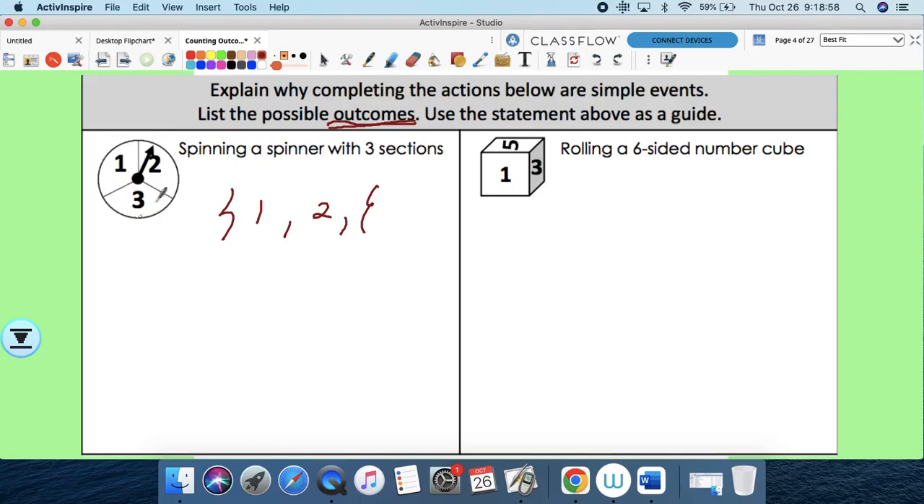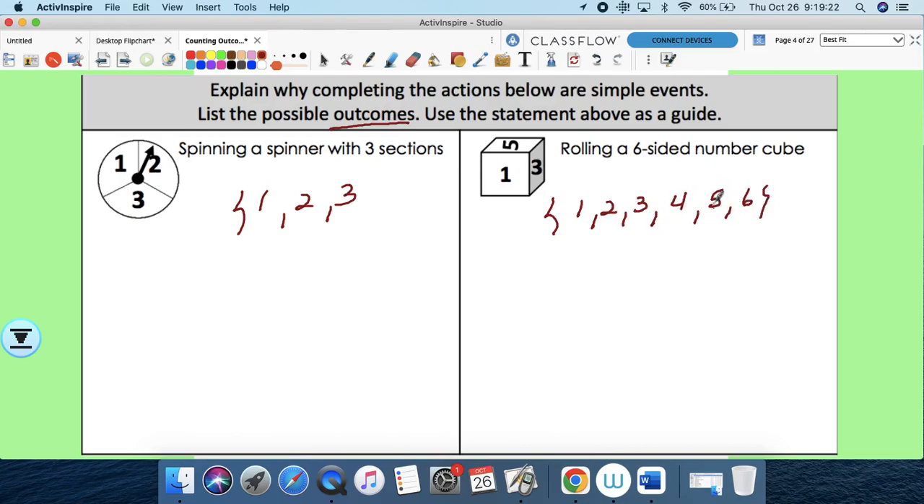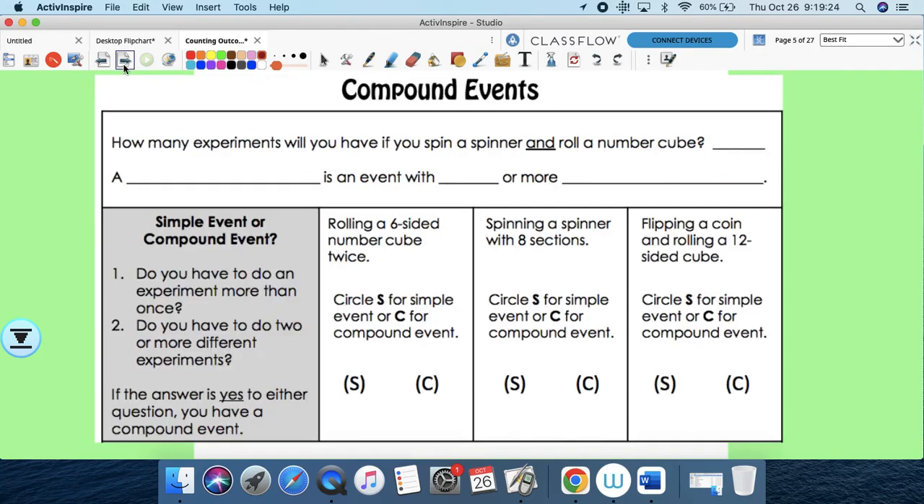Now, look at the spinner. What are the possible outcomes here? If I spin this right now, the outcomes, the results, I can get a 1, a 2, or a 3. If I roll this die, what are the possible outcomes? Well, I can get a 1, 2, 3, 4, 5, or a 6. Those are all possible outcomes.